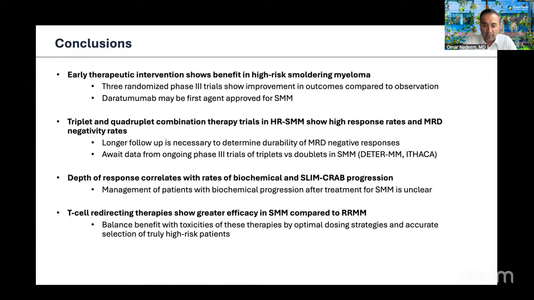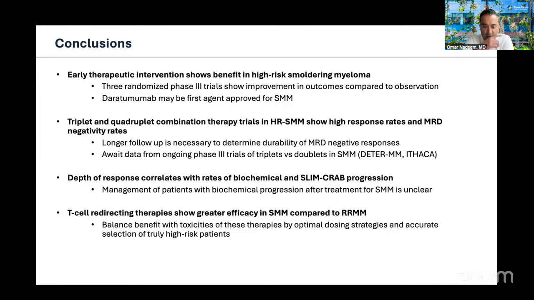And then we have to await the data from these phase 3 trials of triplets versus doublets, to truly see what the long-term outcome looks like when you compare it to a less intense therapy with the doublet combinations. I think we're seeing that the depth of response does correlate with rates of biochemical and SLiM-CRAB progression. So again, same thing we see in patients with multiple myeloma.